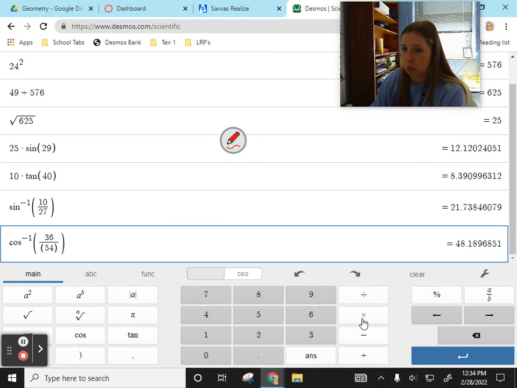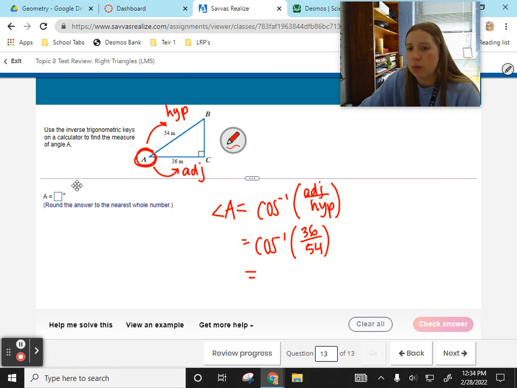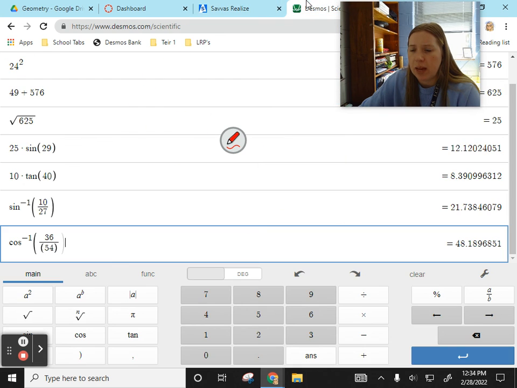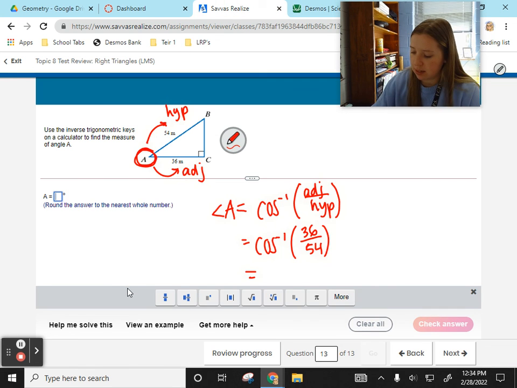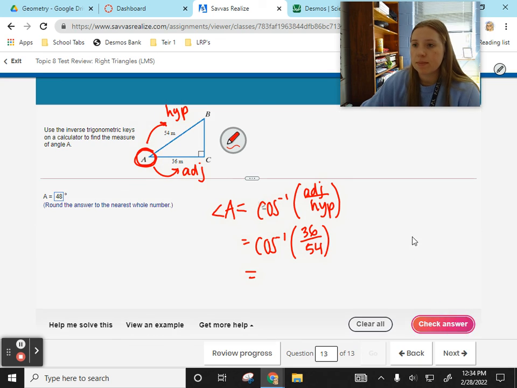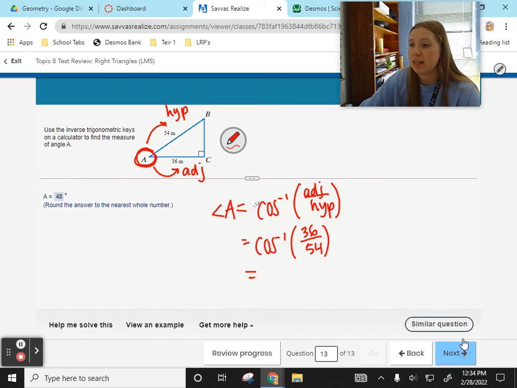Ooh. I don't know how to undo that. It's a 48.1. So I'm going to leave that as 48. And that is my last problem.